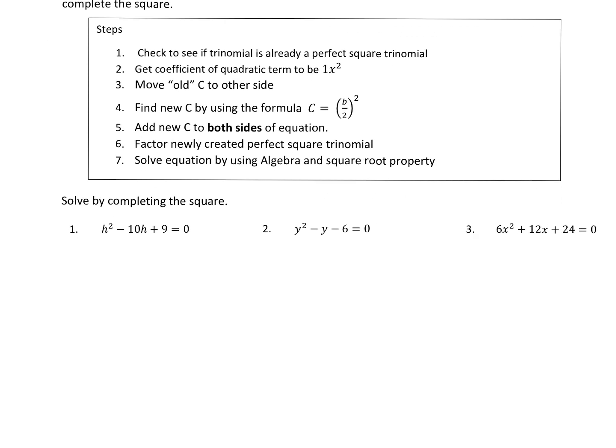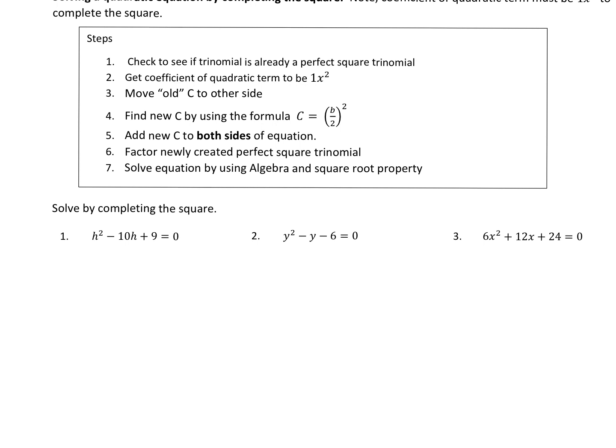Okay. So let's start. h squared minus 10h plus 9. Well, 9's a perfect square, right? But 3 plus 3 is not equal to 10, right? So this is not a perfect square. Would you agree? Okay. Is my coefficient equal to 1? Yes. Now I'm going to move my old c, which is what number? The 9 to the other side.